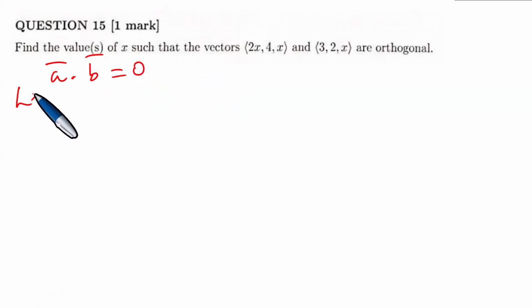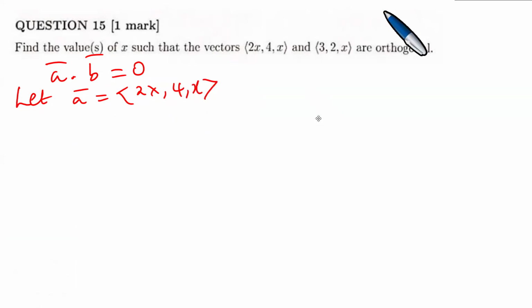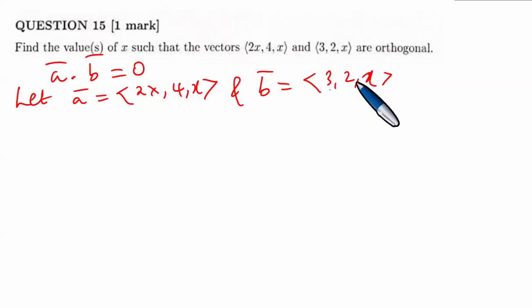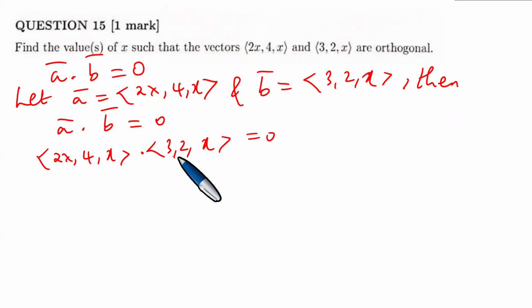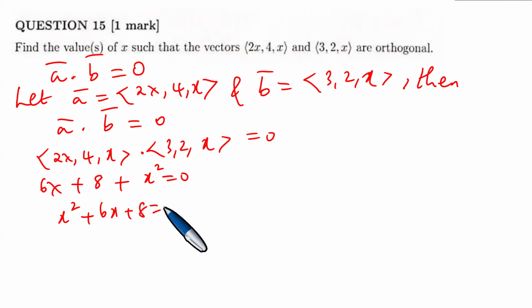So we can proceed to let vector A be (2x, 4, x) and vector B be (3, 2, x). Then the dot product is zero, so we have (2x, 4, x) dot (3, 2, x) = 0. 2x times 3 is 6x, and 4 by 2 gives us 8. Then x by x gives us x squared. So x squared plus 6x plus 8 equals 0.